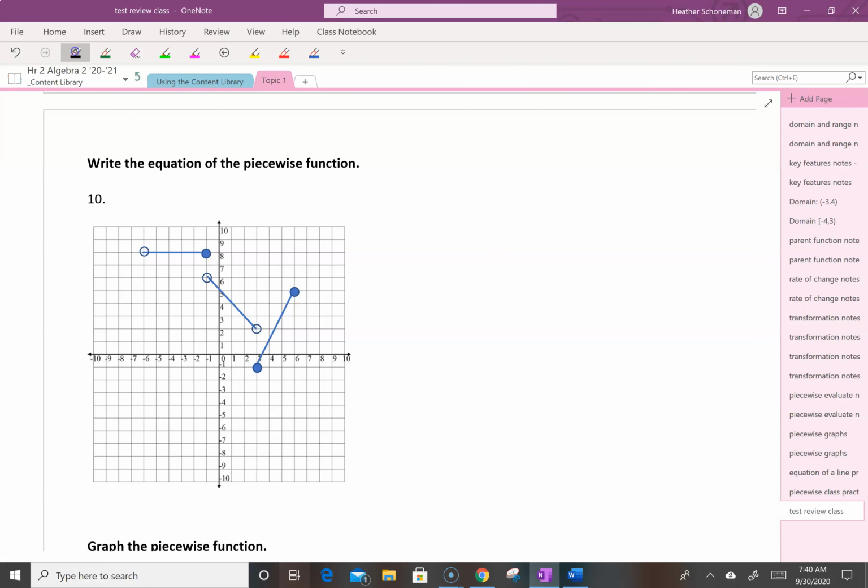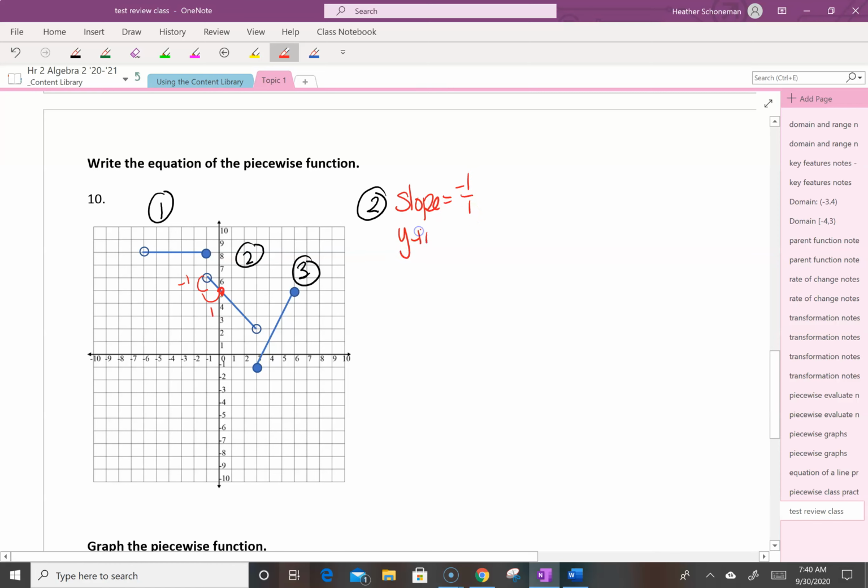Piecewise functions. On this one, we've got 1, 2, 3 graphs, so we're going to need 3 equations. Equation 1 is a flat line, so it's going to be horizontal, y equals a number. We don't do any work. Number 2, first thing we're going to do is figure out the slope. So we count from the left to an intersection point. So we go down 1, right 1. So my slope on number 2 is -1 over 1. My y-intercept is given. It's easy to see. It crosses at 5. So my equation is y equals -1x, or just -x, plus 5.